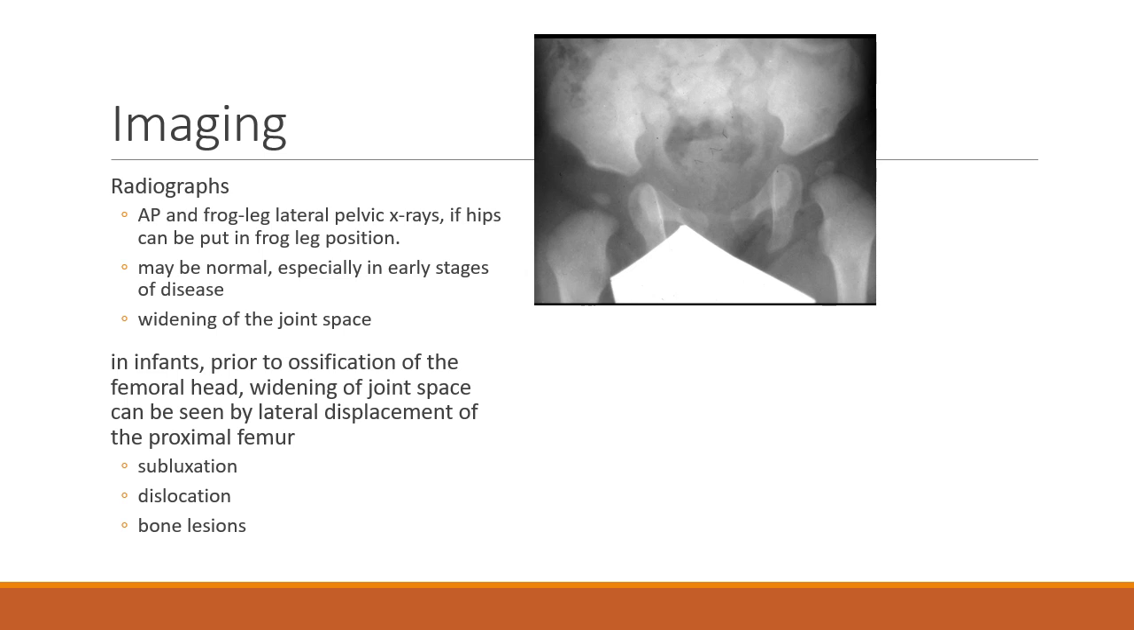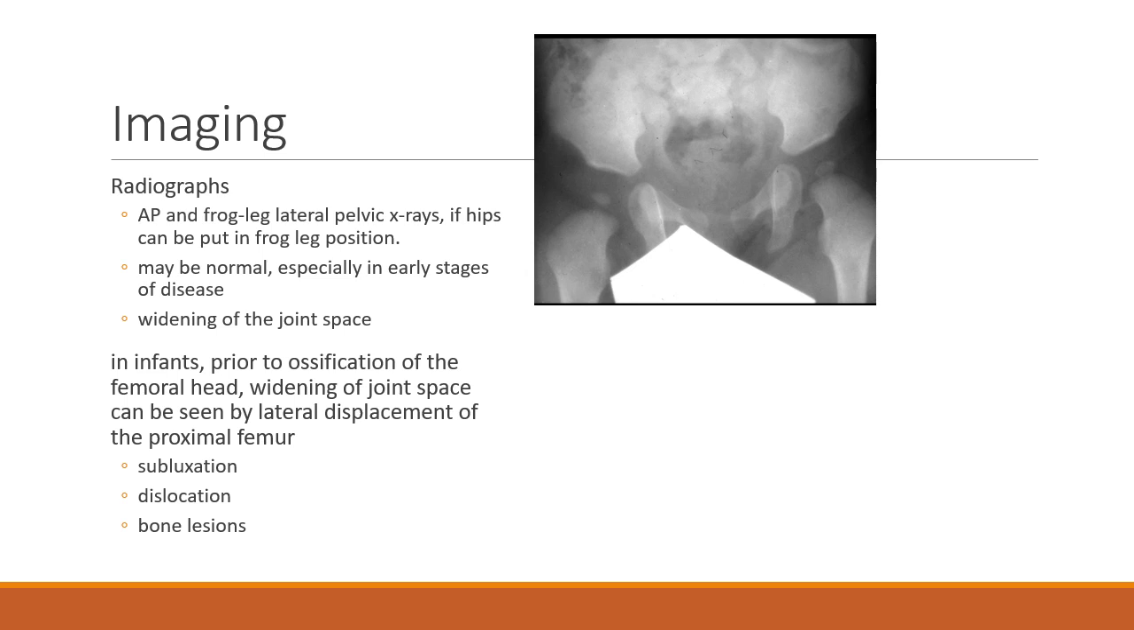Now, if you look at the X-ray on the right, look at the left hip. That's the normal joint space for the hip joint at this age. If you look at the right hip, you can notice a widening of the joint space. That's due to the collection of fluid and the effusion that comes with septic arthritis.